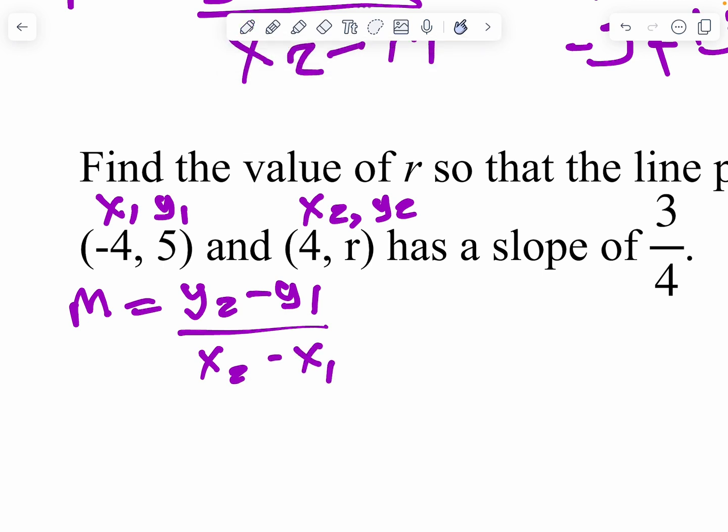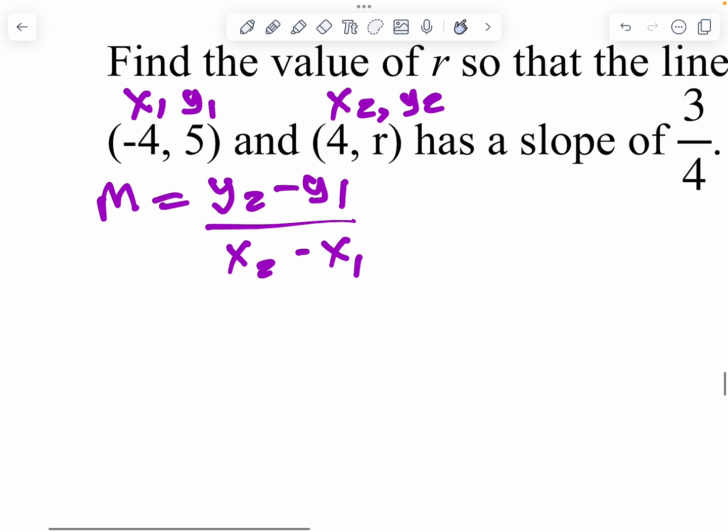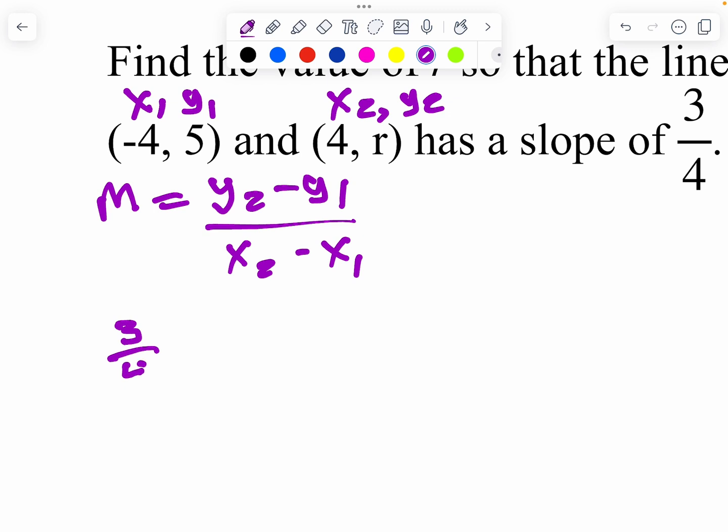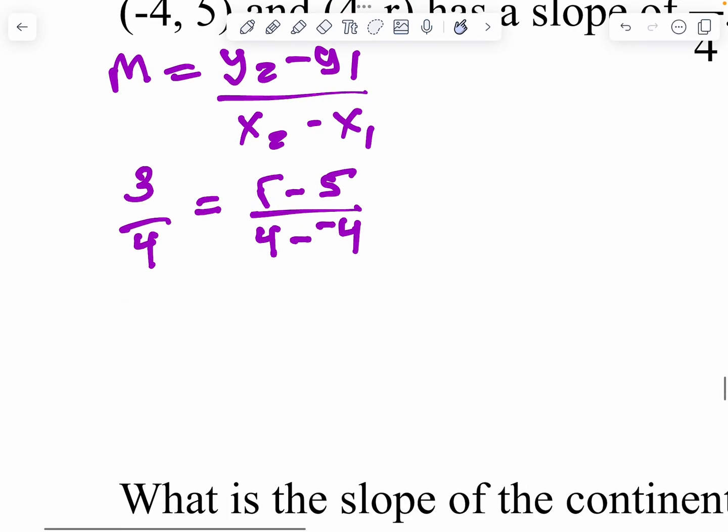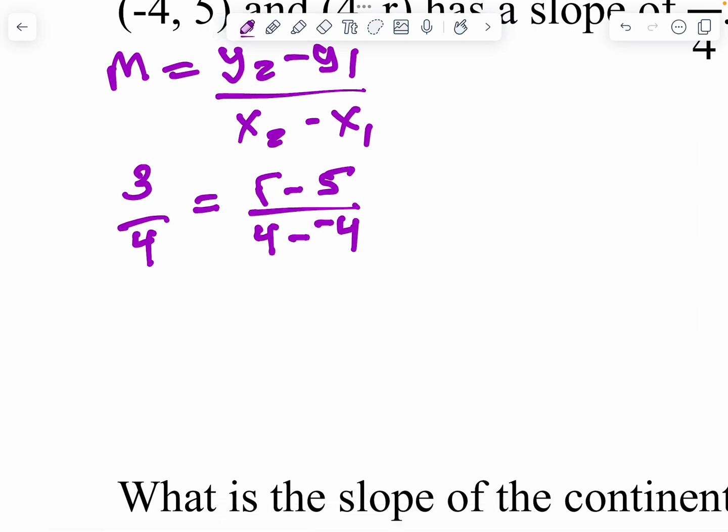But this time, instead of finding the slope, I know it. So I'm going to say 3/4. I'll rewrite that 3 there. Equals r minus 5 all over 4 minus a negative 4. And then let's simplify that. So 3 over 4 equals r minus 5 over 8.